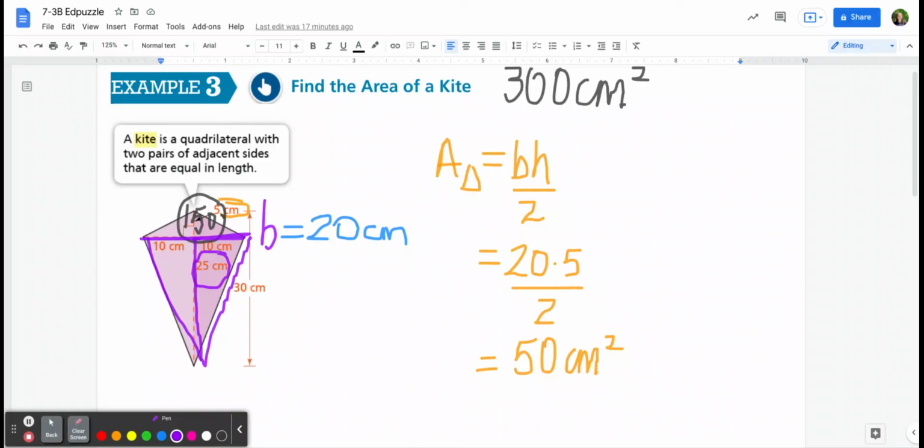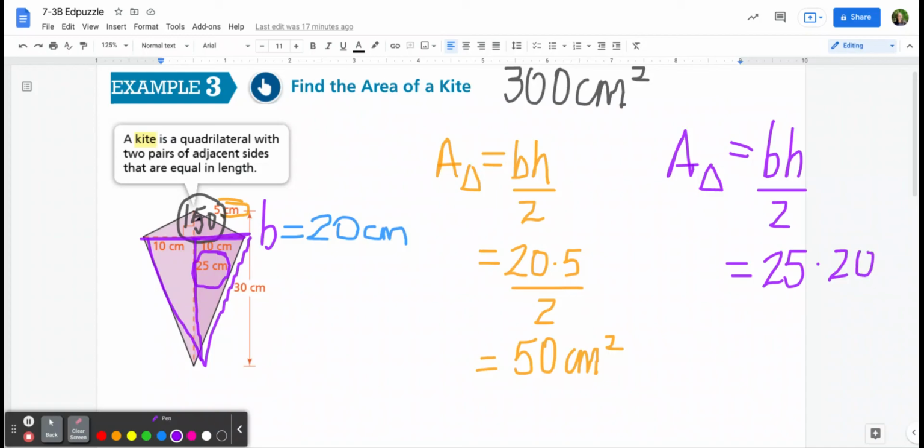So now we're finding the area of our purple triangle. Area of our triangle is going to be base times height divided by 2. So what is the area of that purple triangle? You should have 25 times 20, or 20 times 25. I did the wrong order there. Divided by 2, you should get 250 centimeters squared. Write it inside. So this whole purple triangle is 250.